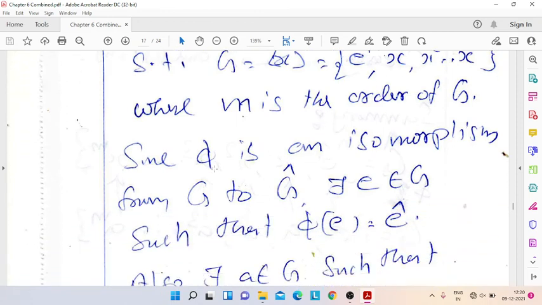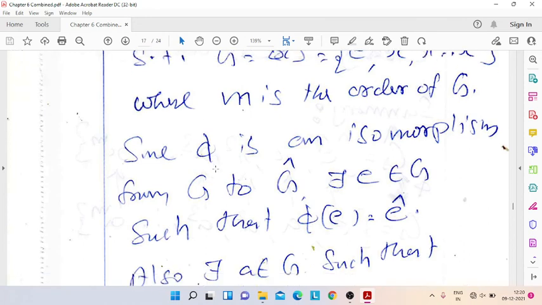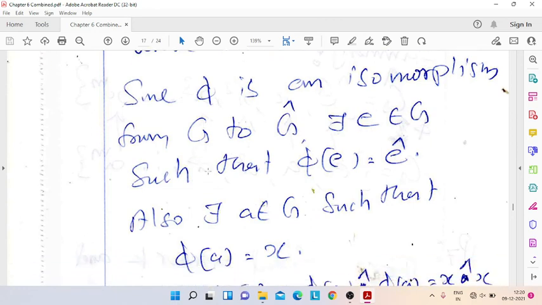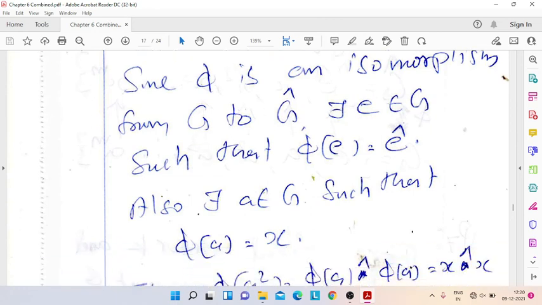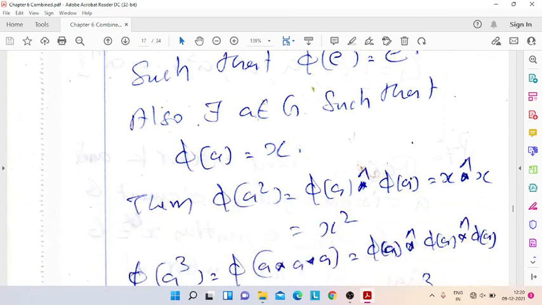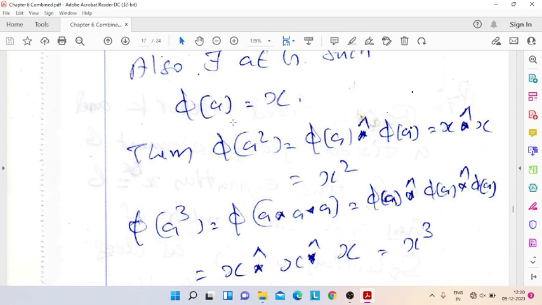Since phi is an isomorphism from G to G cap, there exists an element e in G such that phi of e equals e cap. Therefore, there must exist an element a in G such that phi of a equals x.